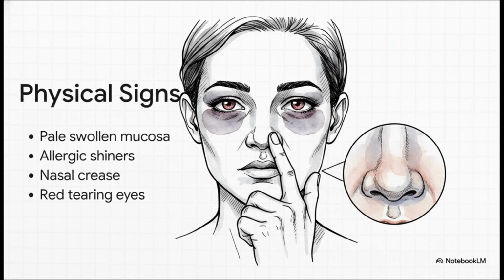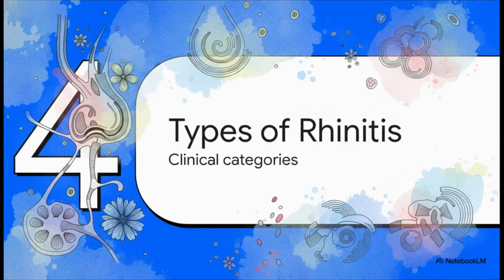Actually, classic allergic rhinitis often presents with a pale, swollen, almost bluish nasal mucosa. You should also look at the patient's face for allergic shiners, those dark venous pooling circles right under the eyes. And check for a transverse nasal crease across the bridge of the nose. That's the direct result of the patient constantly rubbing their itchy nose upwards in what we playfully call the allergic salute.